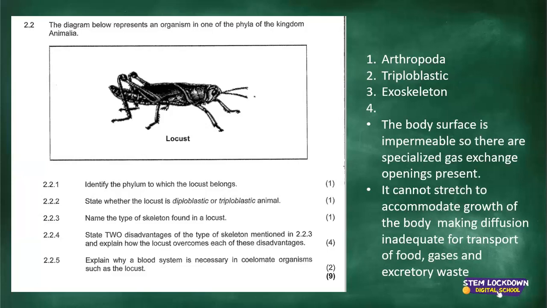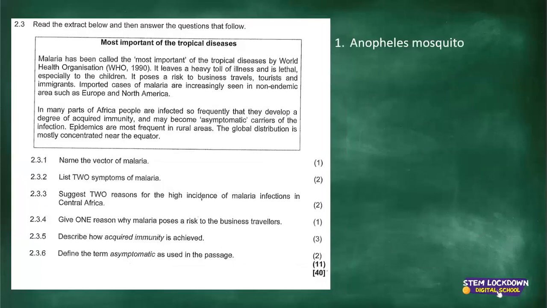which will make diffusion inadequate for the transport of food, gases, and excretory waste. That's why these organisms with exoskeleton only grow to a specific size. Like they don't usually get that big. It's also because of that structure, which is the exoskeleton. For these ones, you'll each get a mark. You'll get a mark for that one.